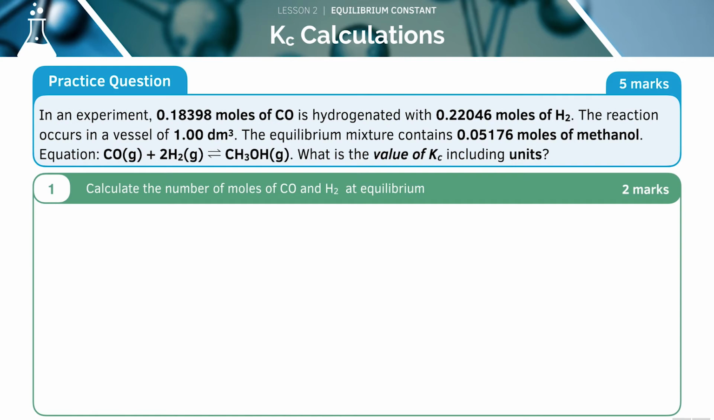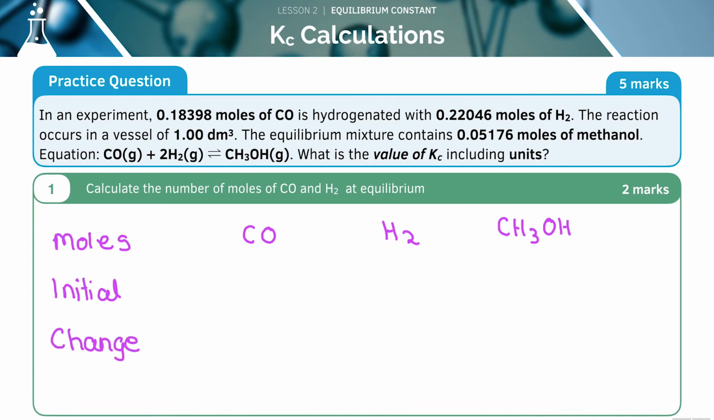Let's try another question. For our first step, we need to find out the number of moles of CO and H2 at equilibrium. To do this, we'll draw the ICE chart we described in the last slide. So here we'll have our moles, we'll have CO, H2, and our product, which is CH3OH. Down this side, we're going to write down ICE, which is our initial moles, our change in moles, and our moles at equilibrium.